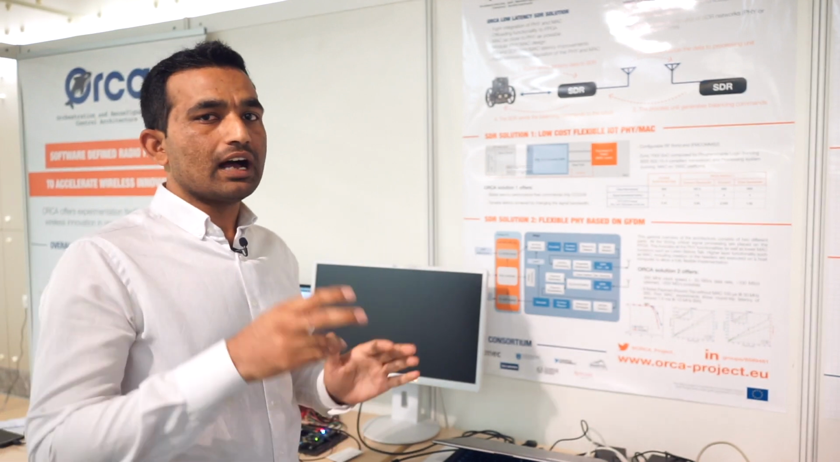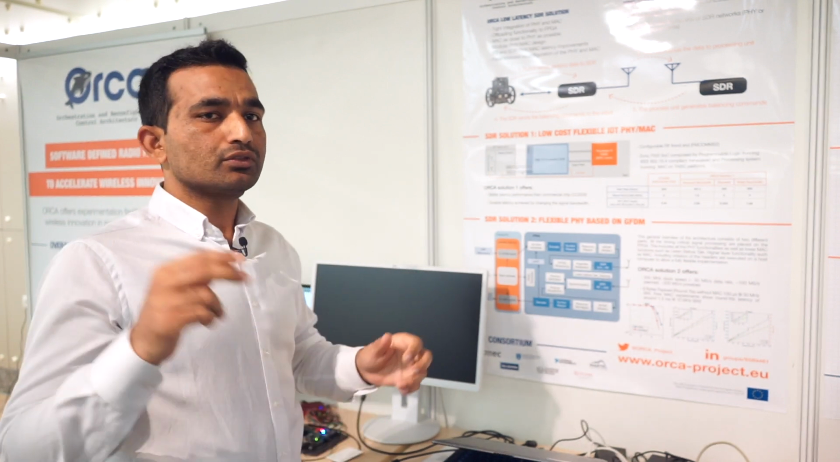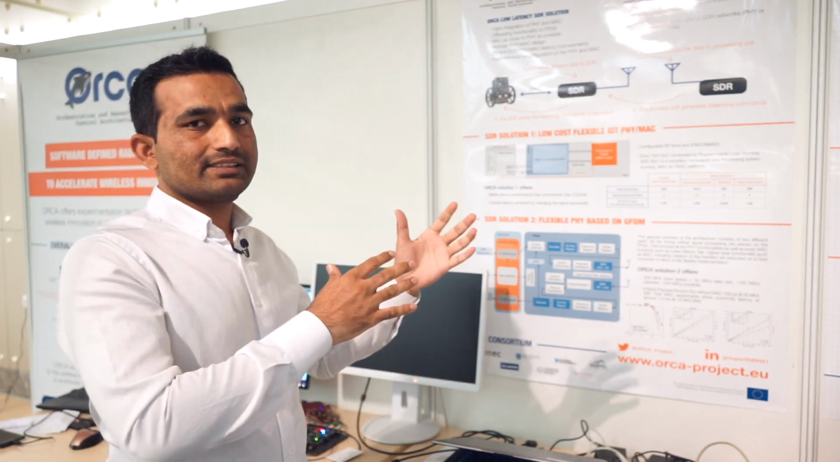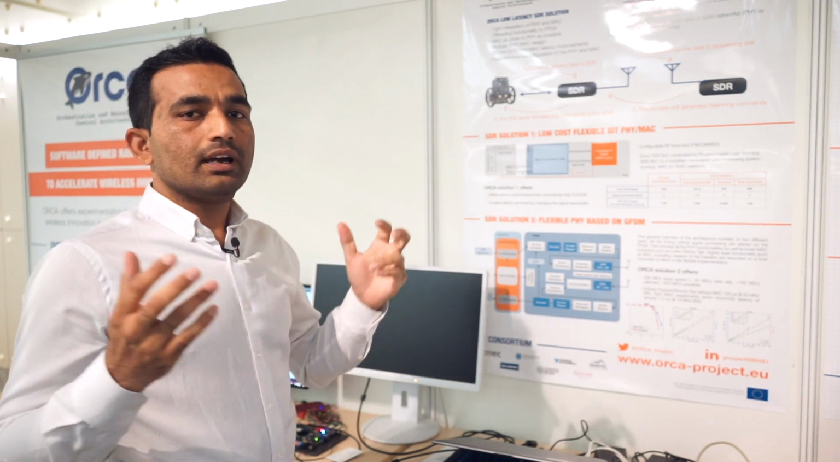DDR-RAM is normally a large memory, so it has a high access time, and it also contributes to the latency. So we replace that DDR-RAM with OCM, on-chip memory. In that way you don't need to cache the data. You can directly access the data without caching, so it also helps to improve the latency.